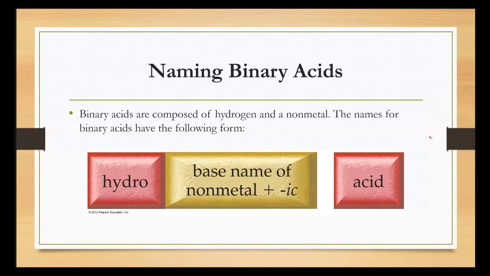So let's focus on the binary first. Remember, those are the ones from the periodic table. It's going to start with hydro, symbolizing the hydrogen, then the base of the name of the nonmetal. So when we talk about the base of the name, we're referring to the first syllable typically, just like we did when we were naming ionic compounds. But instead of putting "ide" at the end, we're putting "ic" along with the word acid.